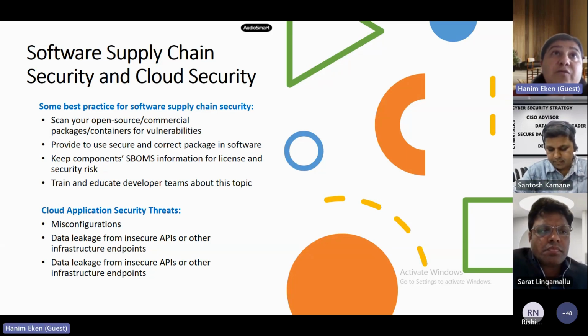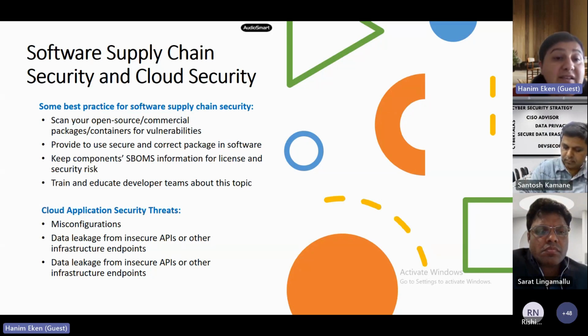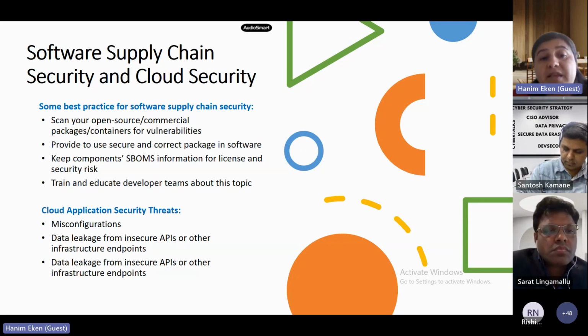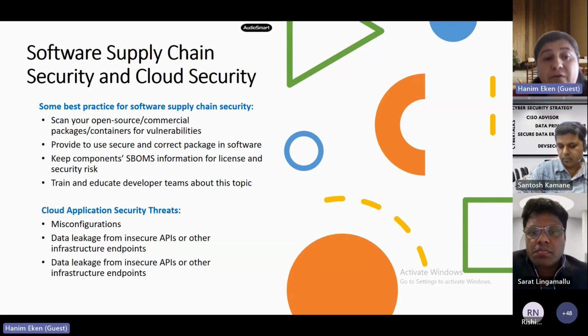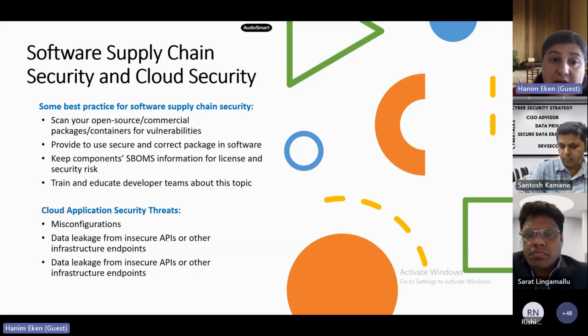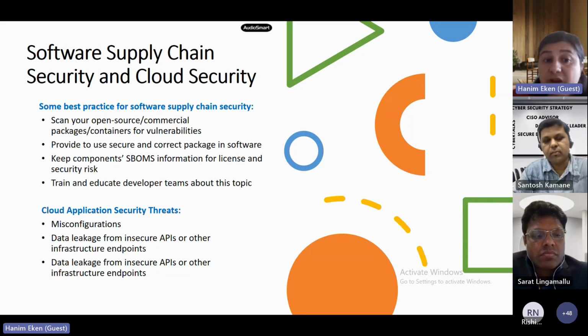The main reason for the data leak is misconfiguration of the cloud environment. Also, insecure APIs are important, because when you use an insecure API, maybe your cloud environment is okay and your application is okay, but the API is insecure. It can cause a data leak from the cloud environment or application.